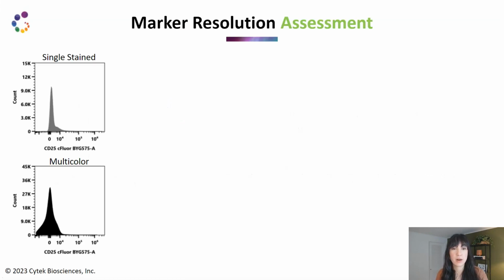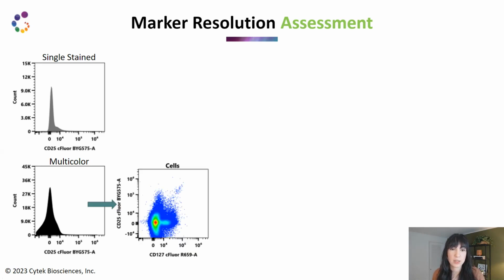So doing this with our CD25 example, I just separated these out into individual plots. We have our multicolor plot at the bottom. You can see there's a lot going on in the negative in terms of spread. So let's change this to a dot plot because it's a little easier to interpret. In this case, I put the CD25 on the y-axis, so our spread is happening vertically. We can see that there's definitely something going on. But in this case, I did not gate on anything, so this is just all of the cells generally.